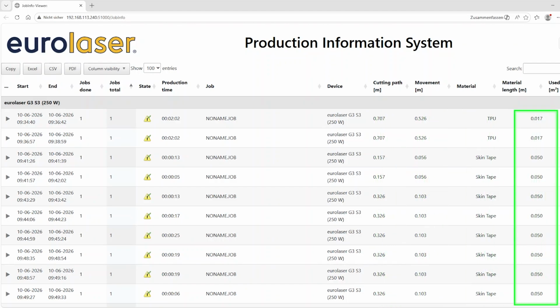Of course, you can set some different parameters that you can track there. Yeah, but that's just how it looks for us right now.